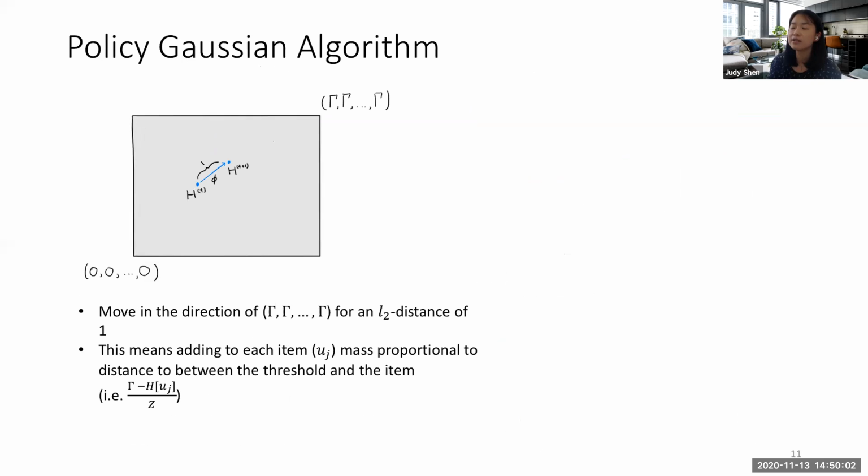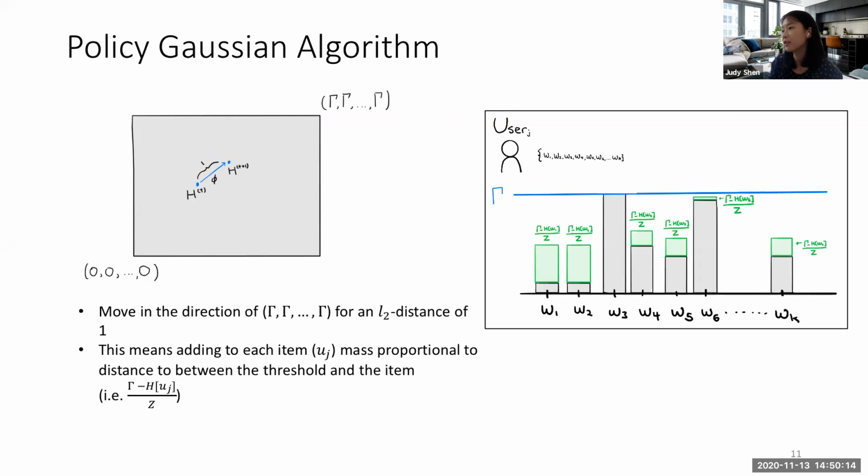And if we want to bound L2 sensitivity, we have a policy Gaussian algorithm, which we're moving in the direction of all gammas for an L2 distance of 1, which means adding to each item a mass proportional to the distance between the threshold and the item.